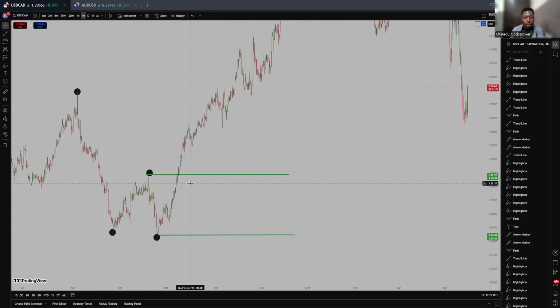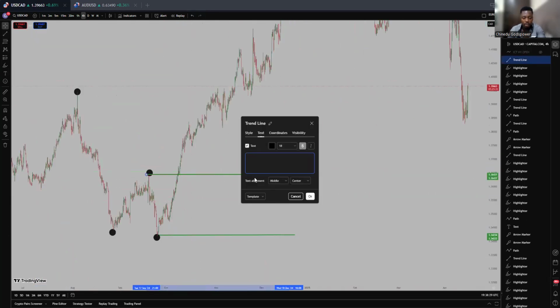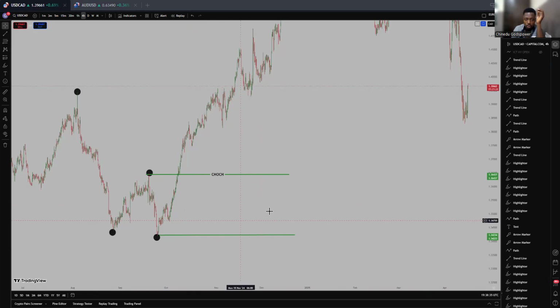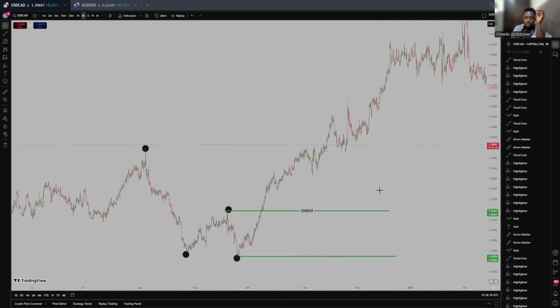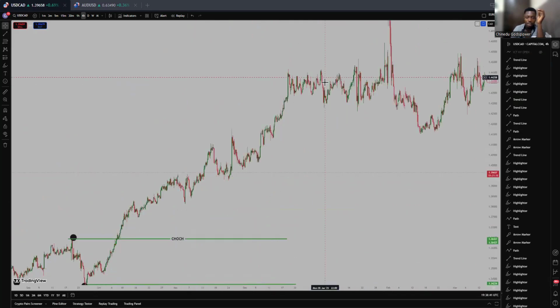So in the future, we're expecting price to fall back to this place. In the future, we're expecting price to come back to this zone. Then price rallies up. This is a straight swing.